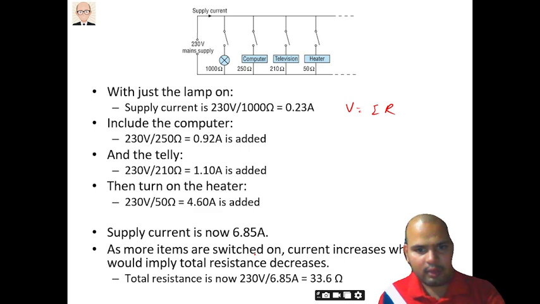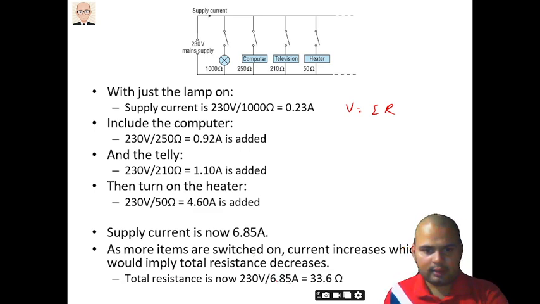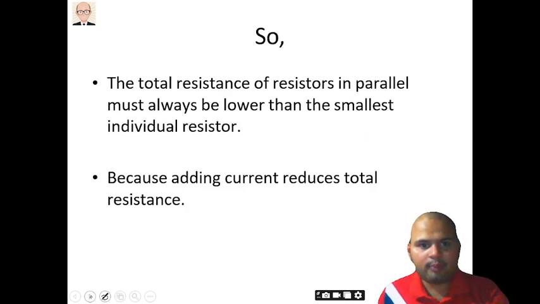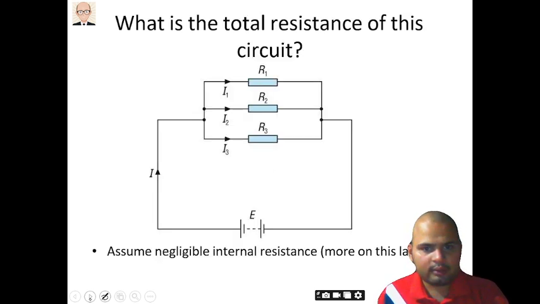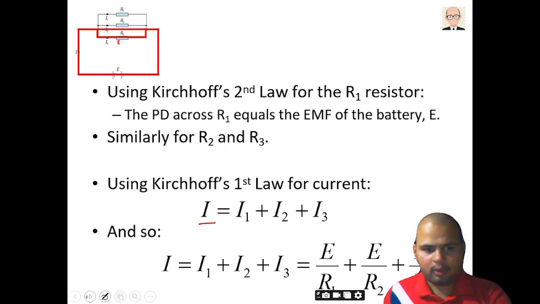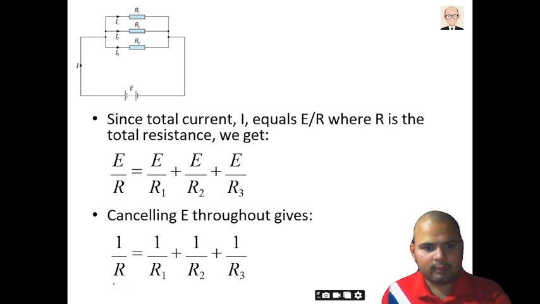As more items are switched on, current increases, which implies total resistance decreases. So it is one of the important things that resistance is inversely proportional to current. The total resistance in parallel must always be lower than the smallest individual resistor, because adding current reduces total resistance. So what does the second law say? That the PD across R1 equals the EMF of the battery, similarly for R2 and RT. So I is equal to I1 plus I3, and we know E upon R, E upon R, E upon R. So we get the resistance in parallel.